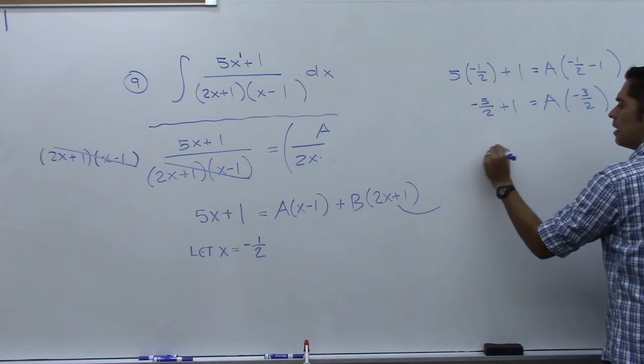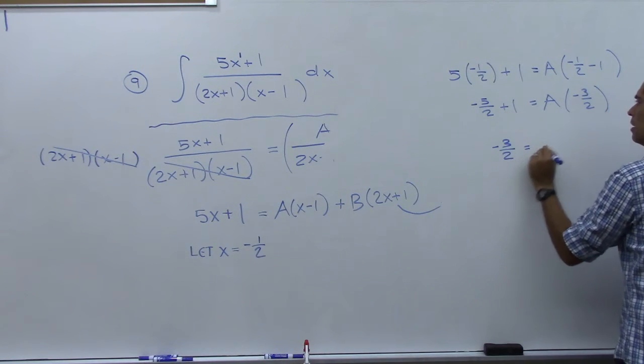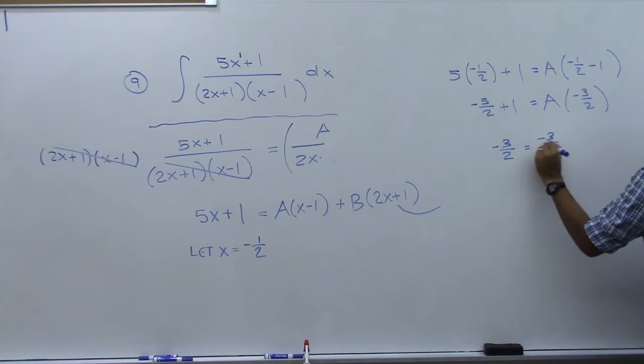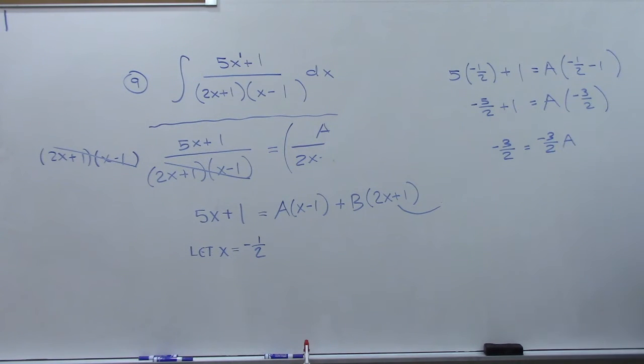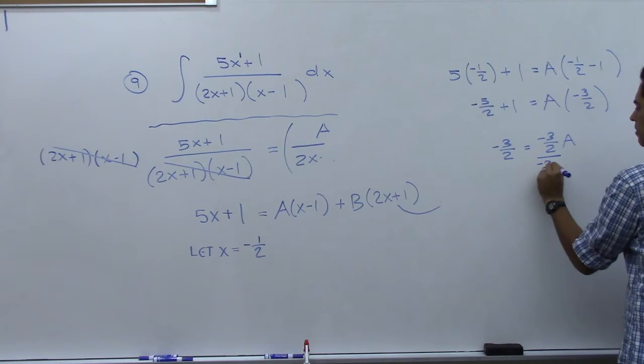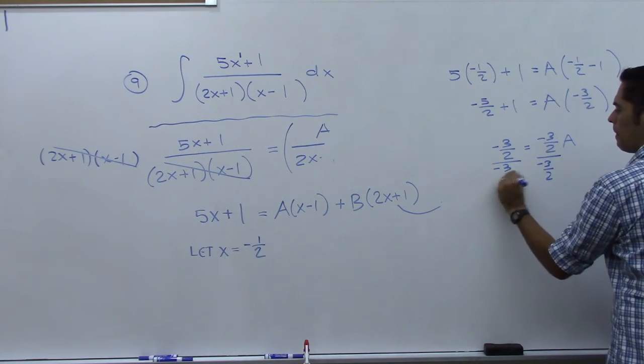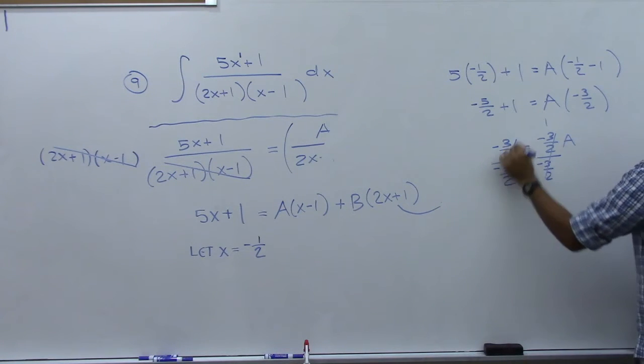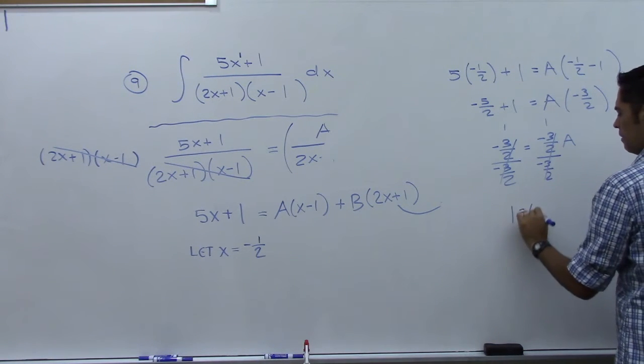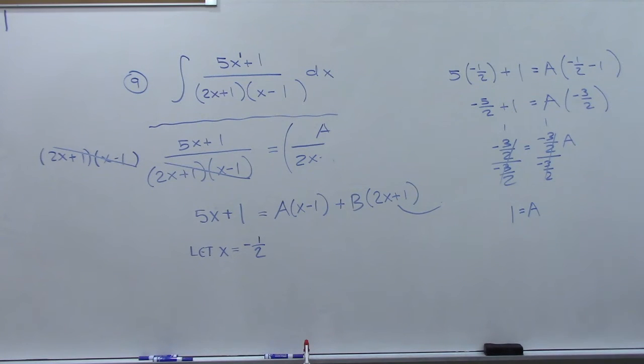Add these two together: negative 3 halves a equals, let me just rewrite this, negative 3 halves a. And now to get a by itself, I divide both sides by negative 3 halves. That's going to be real nice, because when I do that, this is a 1, this is a 1, so a is 1. All right, so I know what a is. A is 1.